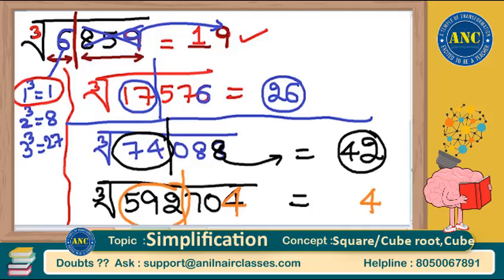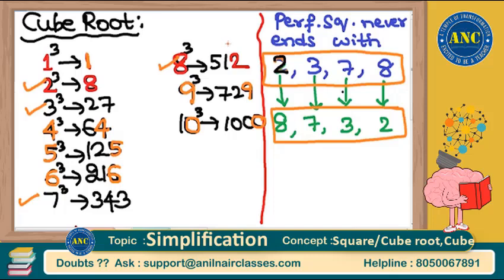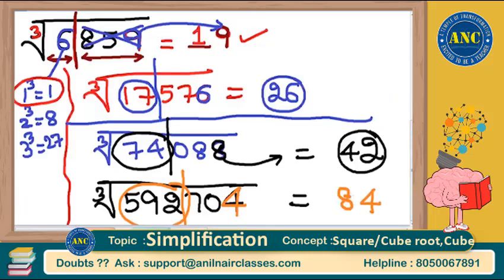592 lies between which two perfect cubes? 592 lies between 8 cube and 9 cube. The smallest is 8. Write down 8. The answer is 84. Simple. It is never a complication, sir. These are all very, very easy ways of solving it. It is never a complication.